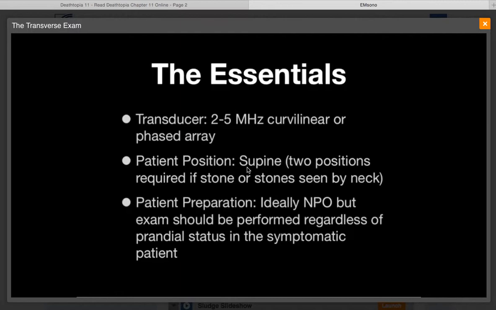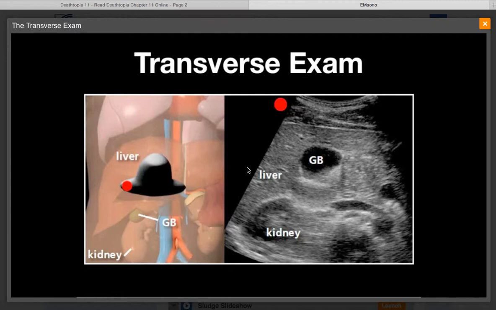From the patient positioning standpoint, again, start them off supine. However, if you see a stone, particularly down by the neck, you must scan them in 2 positions to verify the mobility of the stone. And from a patient preparation standpoint, ideally they should be NPO, but regardless of their prandial status, still scan the symptomatic patient. Remember, the decision to initiate the exam with the sagittal or the transverse window is purely an individual decision.